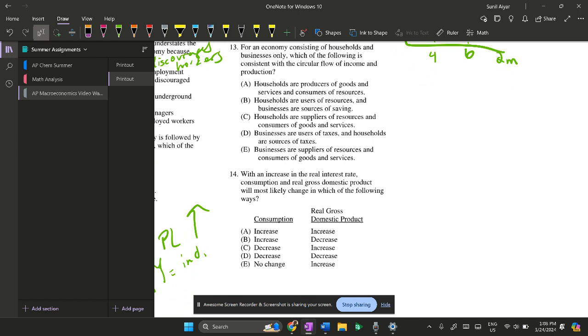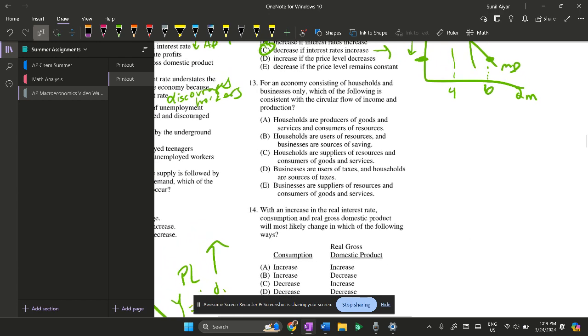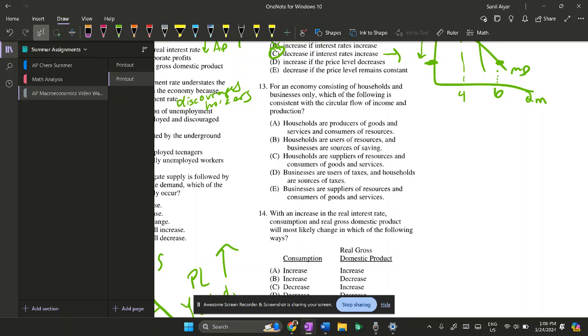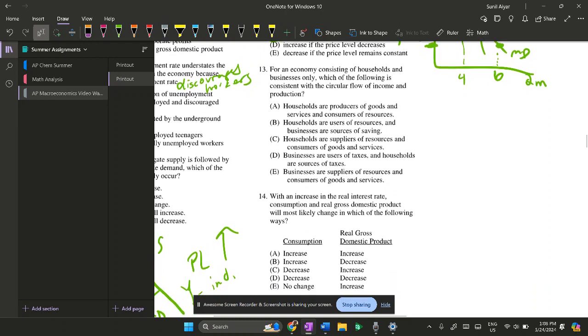Number 13, for an economy consisting of households and businesses only. Which of the following is most consistent with the circular flow model? So circular flow model, it's all about who's supplying resources, who's demanding resources. So for an economy consisting of households and businesses, households are suppliers of the resources, and then buyers of the goods. So which one of these show it?